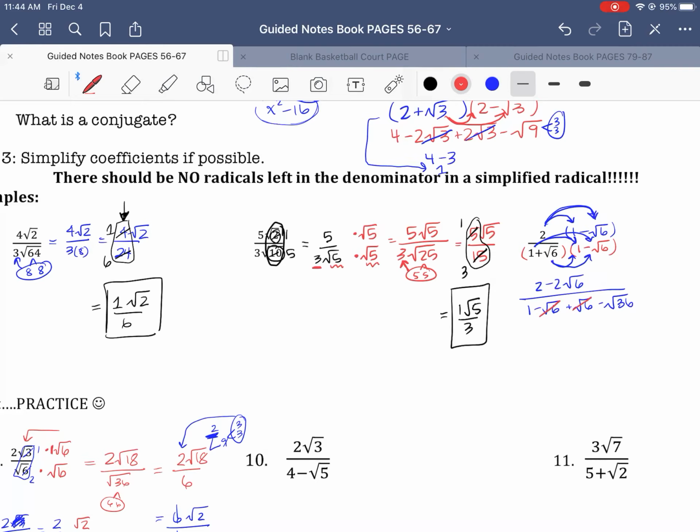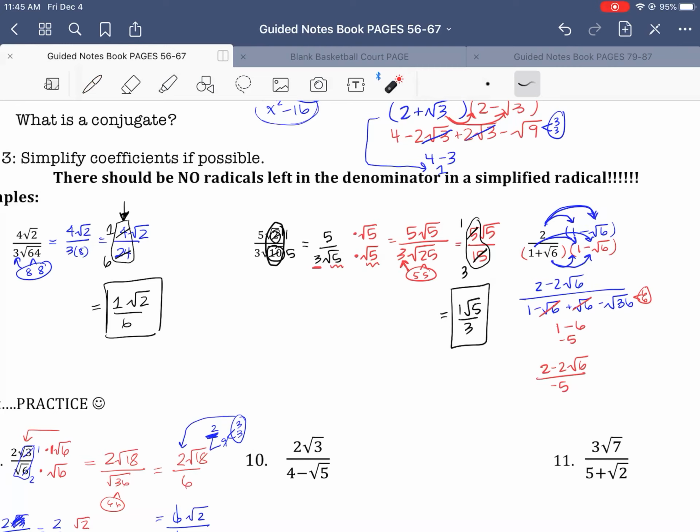So again, these middle terms are going to cancel out. That's why we choose the conjugate. And this square root of 36, right, is just 6. So on the bottom here, we have 1 in the front minus that 6 at the end. So really on the bottom, we have a negative 5. So we're going to have 2 minus 2 square root of 6 over negative 5. Sometimes we'll play with that negative and get the negative out of the bottom, but it's fine for now. I just want you to practice that.